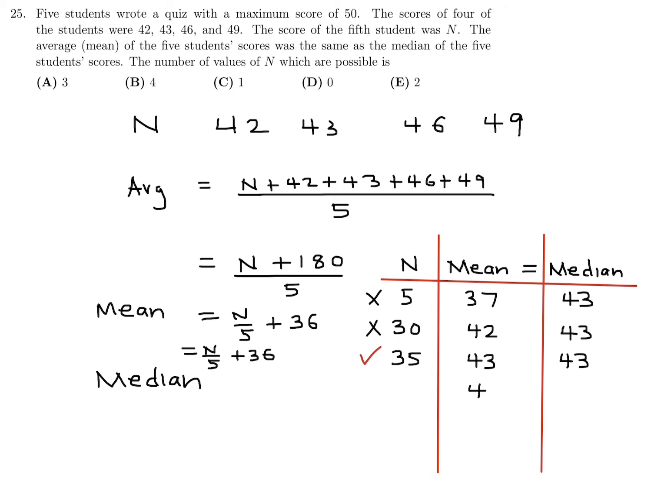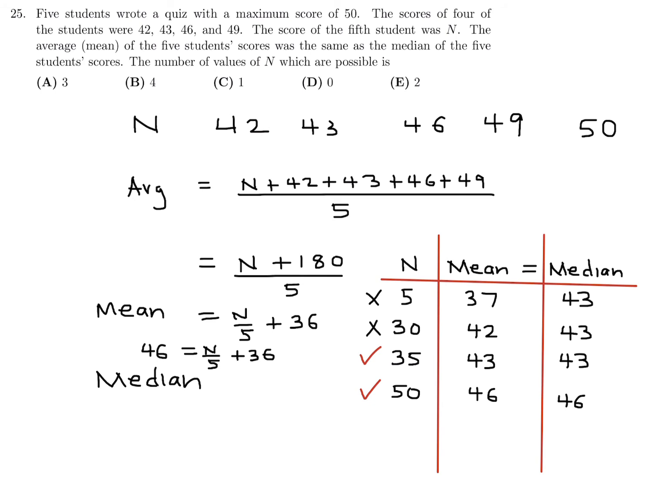46 for the median, or sorry, the mean. If you have 46, put 46 here. 46 minus 36 is 10. 10 times 5 is 50. All right. So if 50 is n, I'll put 50 over here now. What is the median? The median is 46. Do the mean and median equal each other? Sure. All right, we got 2. Now n can never be greater than 50 because the maximum score is 50.